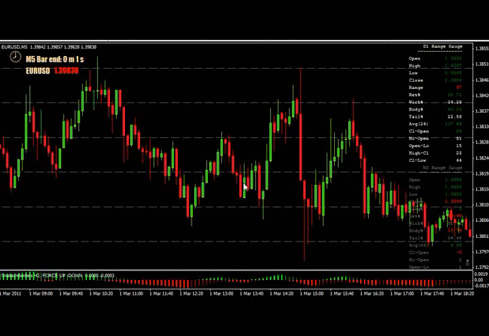Going forward, we would have gone, let's see, where are we? Red followed by a green here, 1 pip above, so we would have taken a loss there. Red followed by a green, we would have taken a 10 pip profit here.